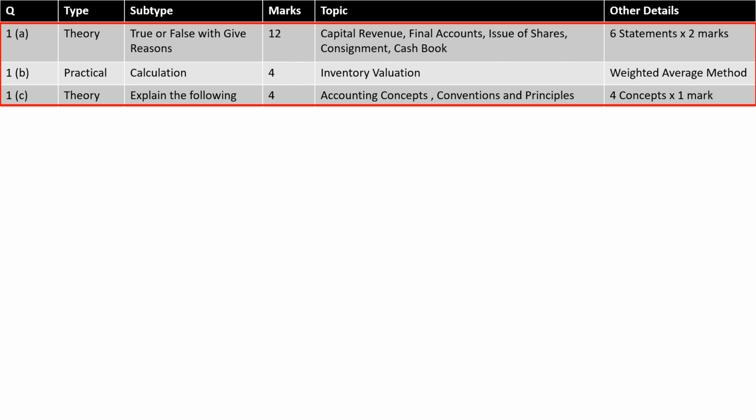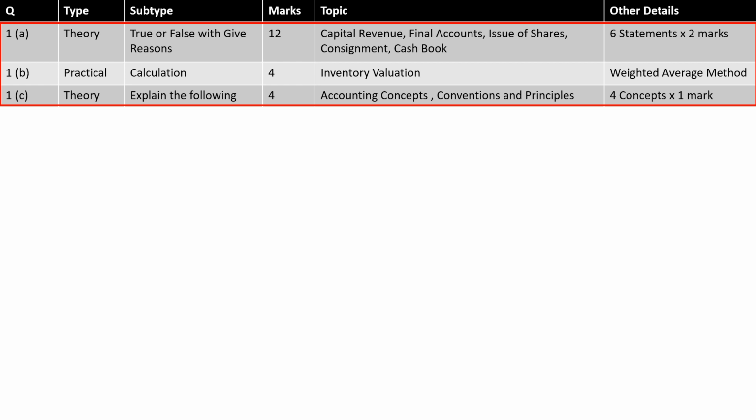1C was a theory question. Again, here they had given you 4 different concepts. Each concept was carrying 1 mark. You are required to explain those concepts. So 4 concepts, 1 mark each. So totally 4 marks. And the topic which was covered in all those 4 different small concepts was accounting concepts, conventions and principles.